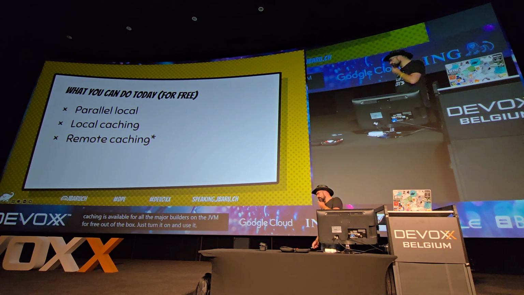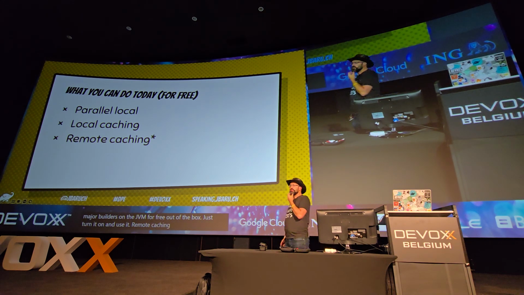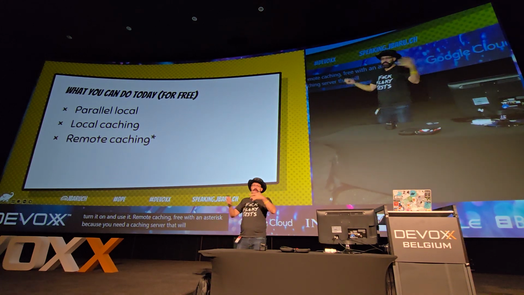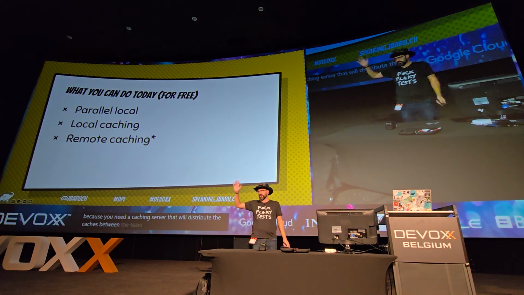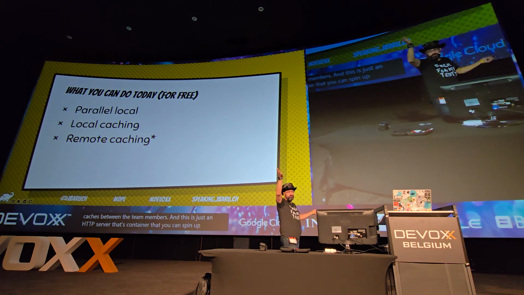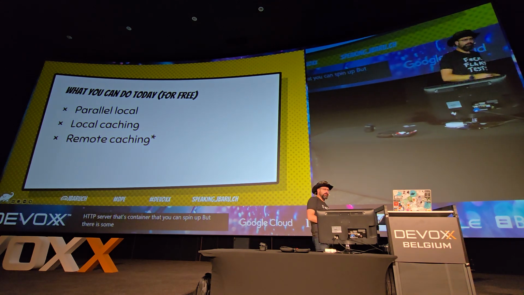Remote caching, free with an asterisk, because you need a caching server that will distribute the caches between the team members. And this is just an HTTP server, a container that you can spin up, but there are some costs and time involved in that.